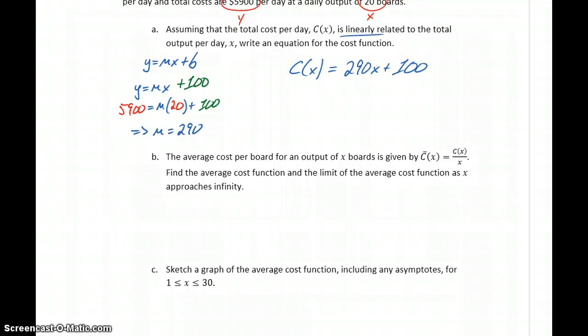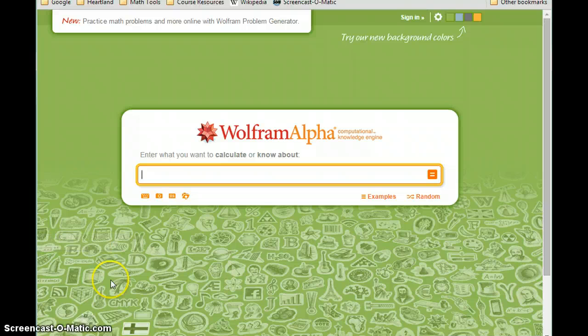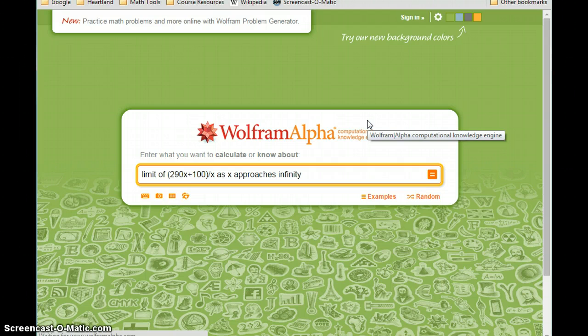Now that we have that function, in part b, we can set up the average cost function, c bar of x, which is just the cost function divided by x. So we take our original cost function, put that over x, and then we want to find the limit as x approaches positive infinity of that average cost function. So to take the limit of that average cost function, we can open up Wolfram Alpha and find the limit of 290x plus 100 divided by x as x approaches infinity.